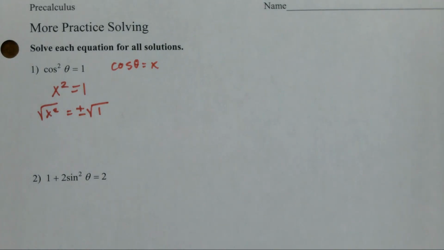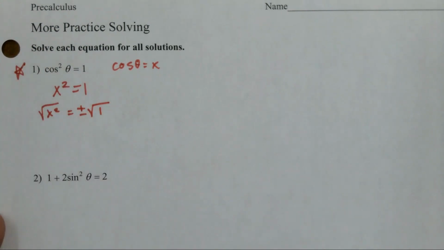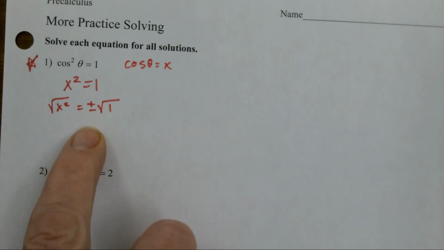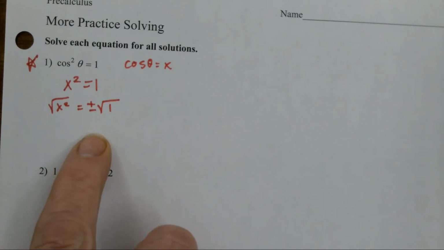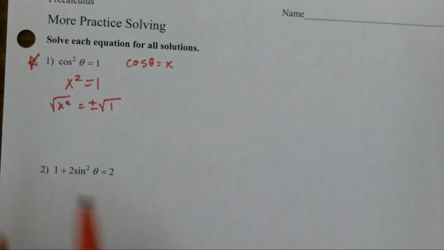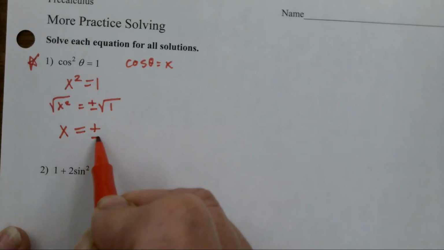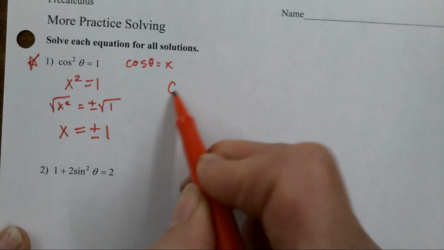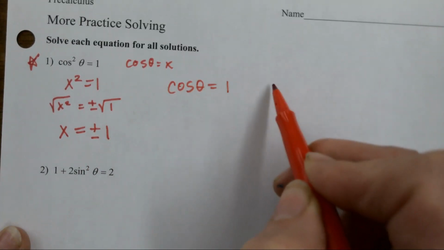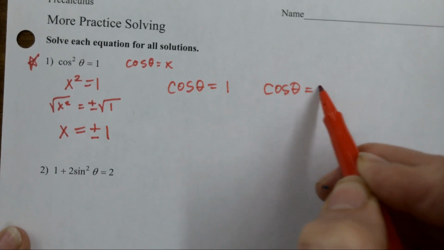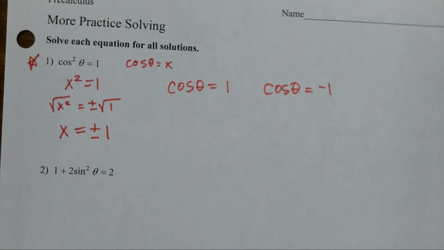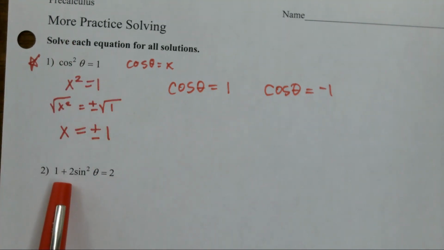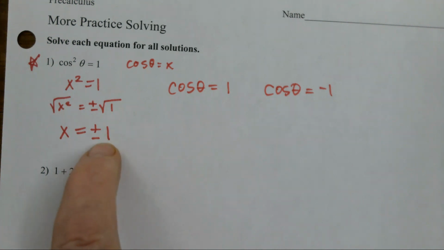I just want to remind you of that, because on your test, guaranteed, there is a problem like this. And about half of you are going to forget the negative. Okay, so keep that in mind. This is x equals plus or minus 1. So I want to figure out when the cosine is positive 1 and when the cosine is negative 1. So not a very complicated problem, but this is something that people forget a lot.